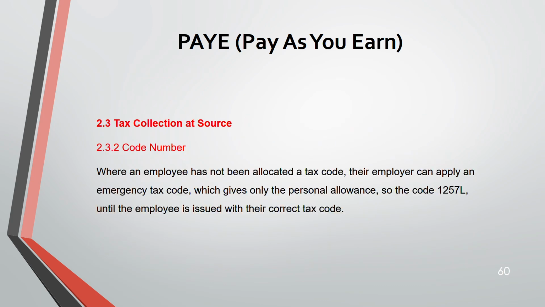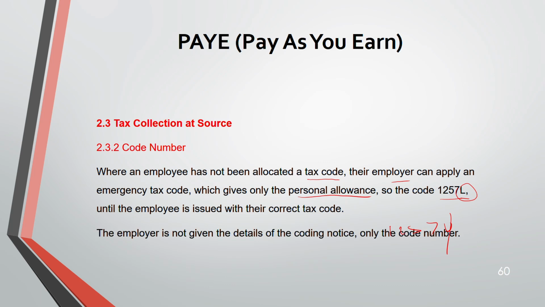Now, where an employee has not been allocated a tax code, how does the employer identify them? In that case, the employer can give them an emergency tax code. Emergency means which is only their personal allowance. In this case, what is the personal allowance? 12570. So it would be 1257. Drop the last digit and just put an L, which is very common. So 1257L, until a correct tax code is issued to the employee. The employer is not given the details of the coding notice. Only the code. The employer is only given the code number.